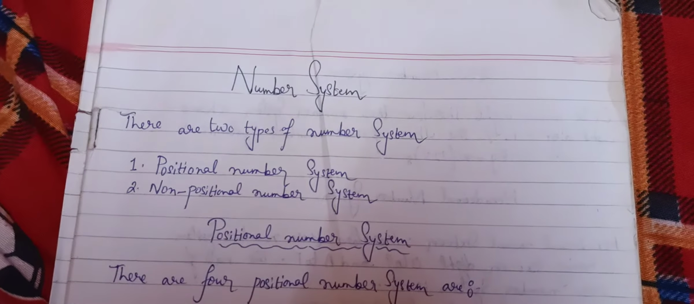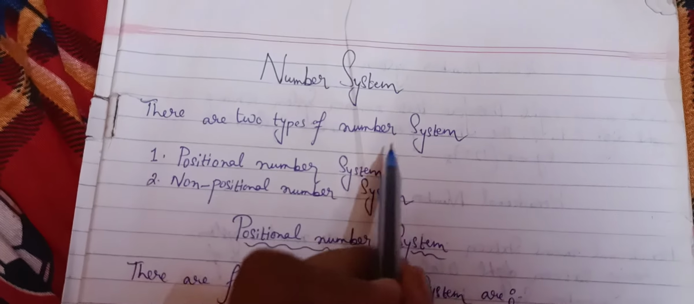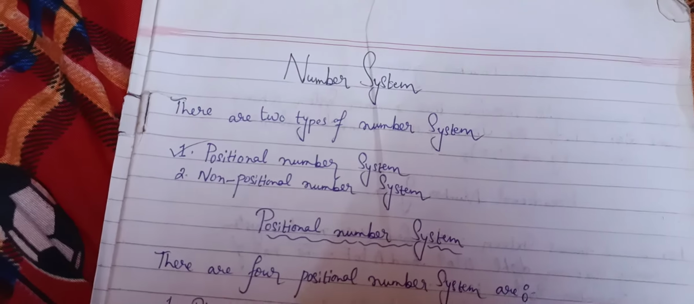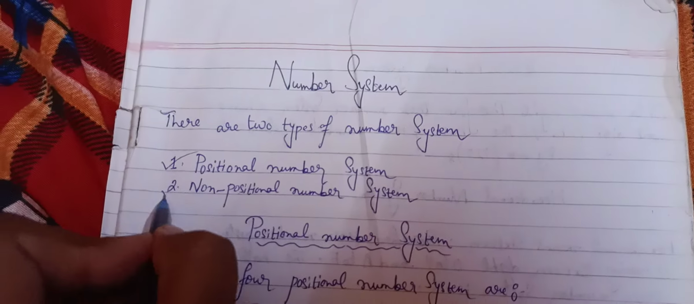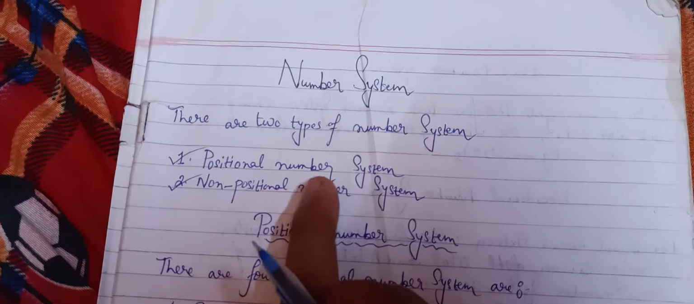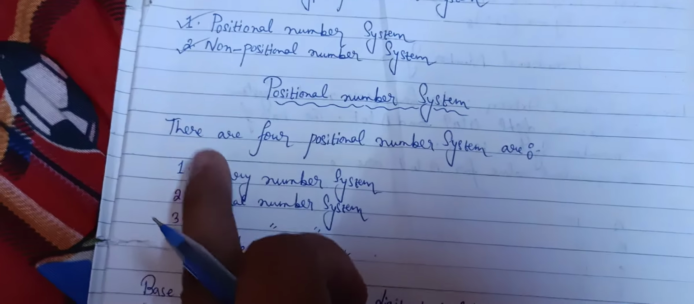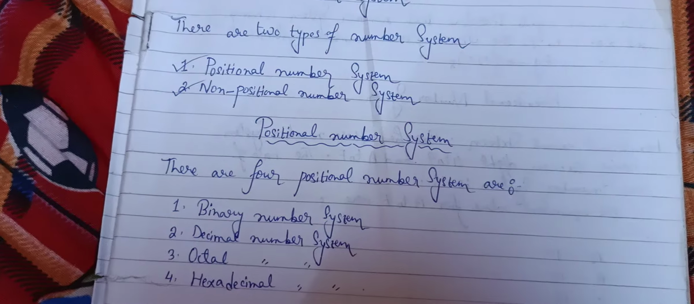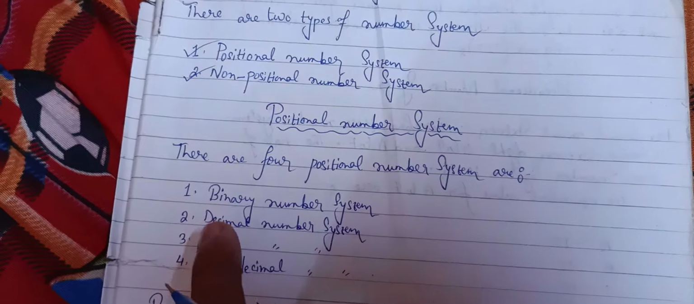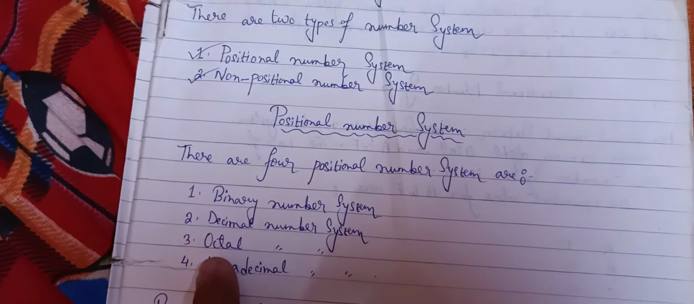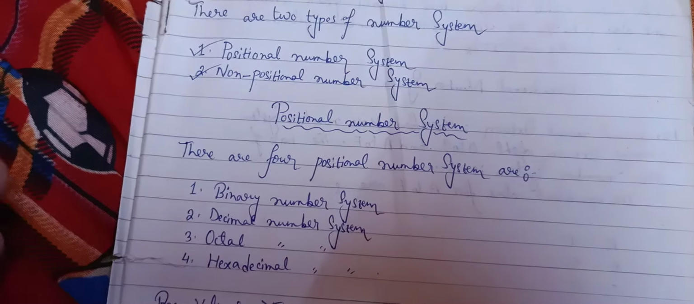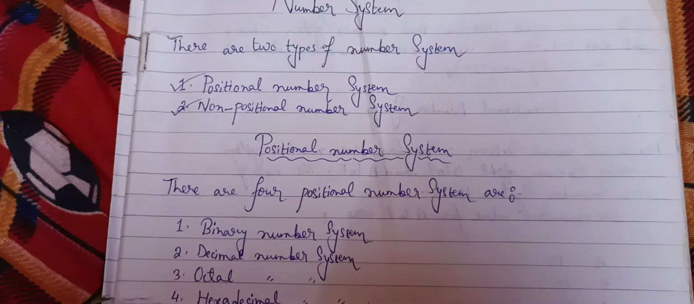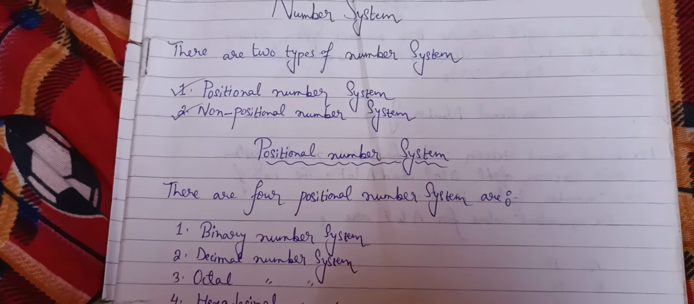So there are basically two types of number system you can see. One is positional, and one is non-positional. First of all, we will discuss positional. So what is positional number system? Basically, there are four positional number systems we are having: binary number system, decimal number system, octal number system, hexadecimal system. Now, before talking about positional number system, we must know what is base value.